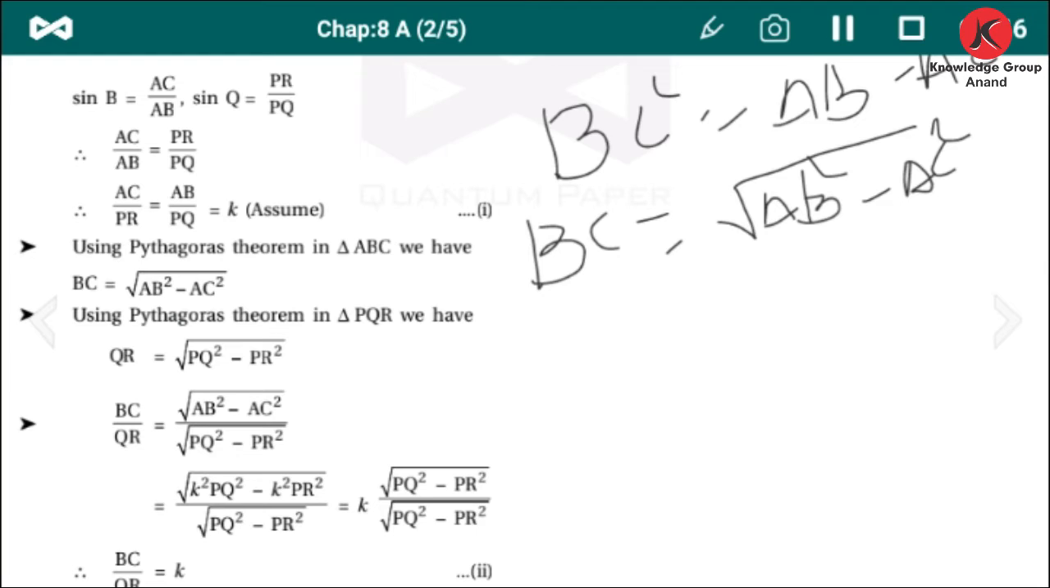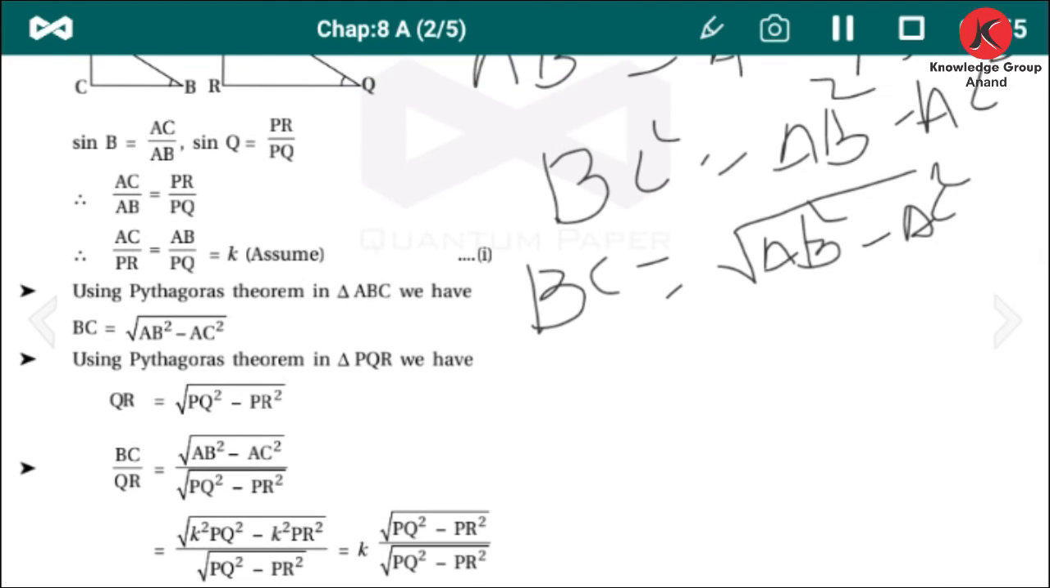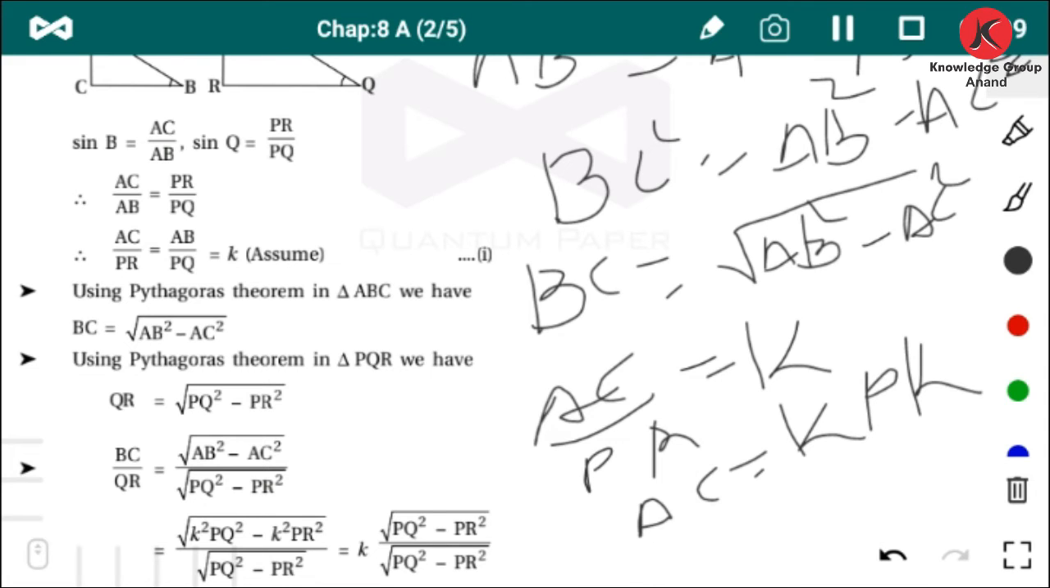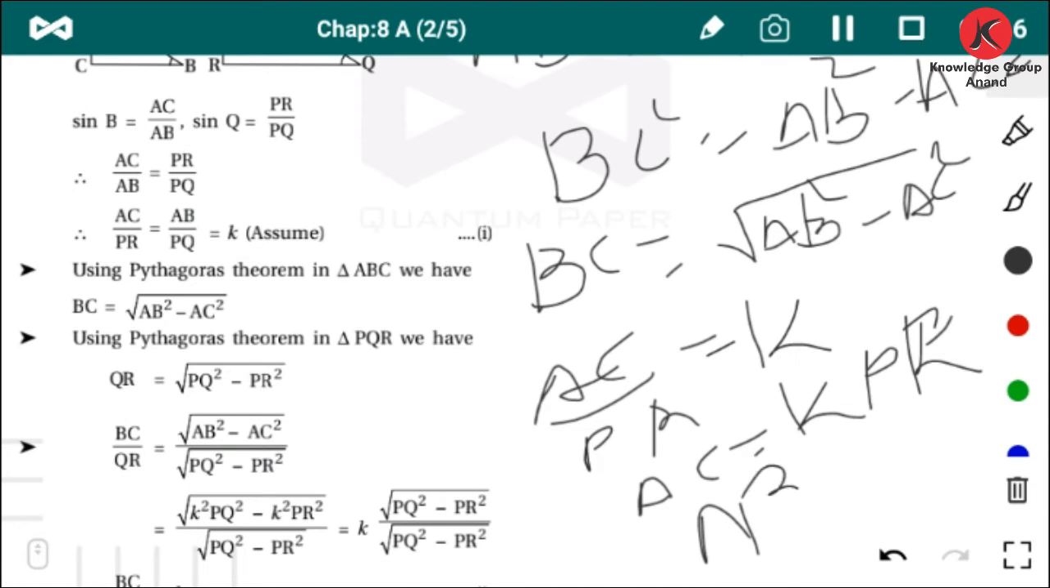Put the value AB is equal to KPQ. And here AB is equal to KPQ, AC upon PR. We have here AC upon PR is equal to K. Therefore, AC is equal to KPR, and similarly, AB is equal to KPQ.